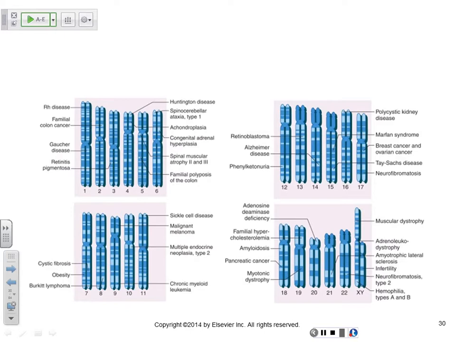next. And this is pretty much a karyotype showing where all those conditions occur. And you can see on number 23 here, all these things like muscular dystrophy, it's a sex-linked condition. Of course, you know, all these neurofibromatosis, no, that's not the one. And hemophilia types A and B, and also male pattern baldness.